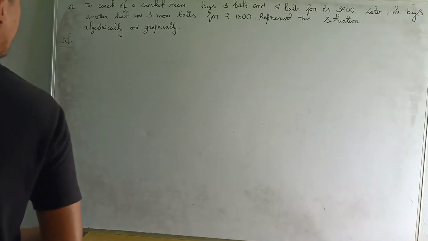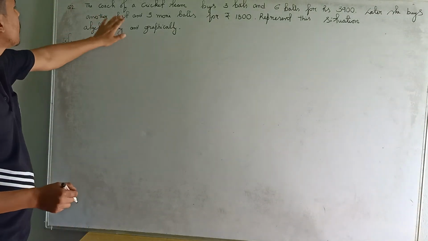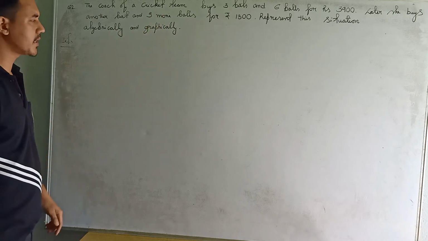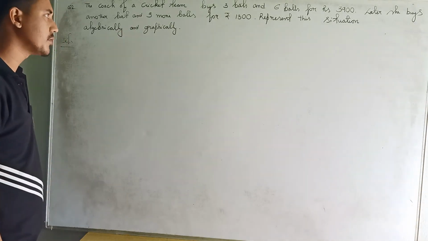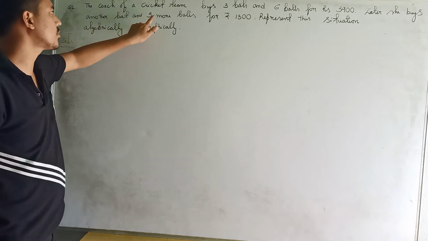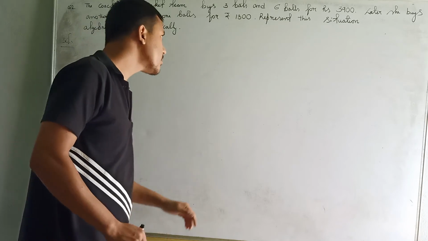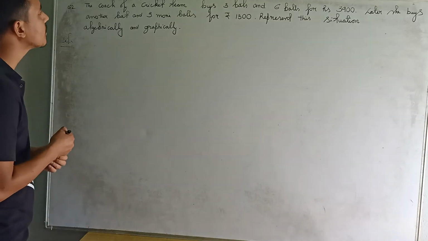So question number 2 here now. The coach of a cricket team buys 3 bats and 6 balls for rupees 3,900. Later she buys another bat and 3 more balls of the same kind for rupees 1,300. So represent this situation algebraically and graphically.